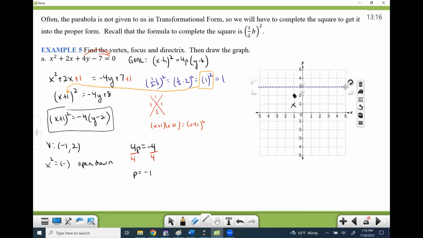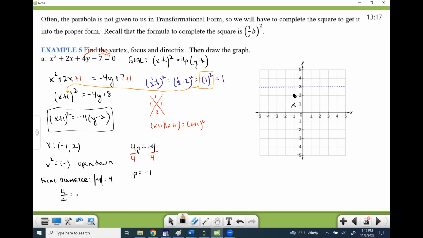And that's going to make our parabola face downward. The last thing we need to know is how wide to make the parabola. So let's go in and get our focal diameter. Remember, the number in front of the non-squared term, you always have to absolute value it. So it's going to be 4. So the focal diameter is 4 long.